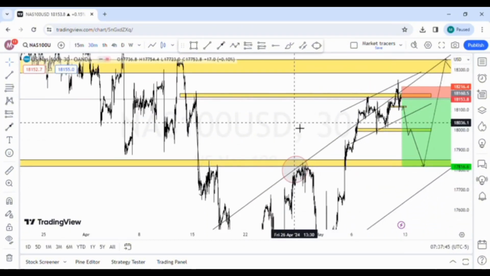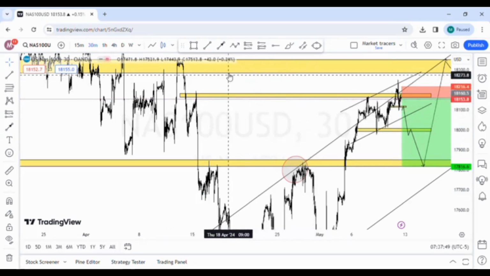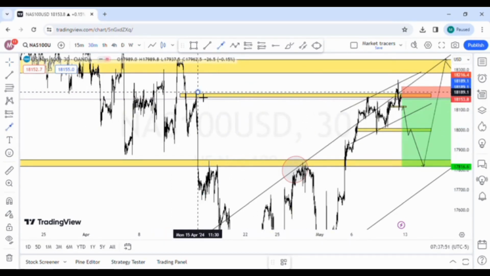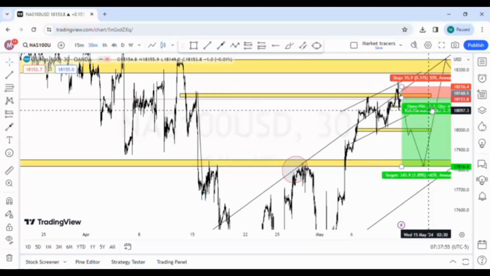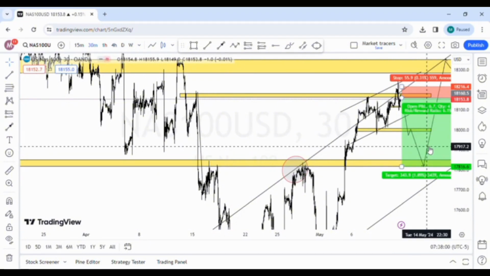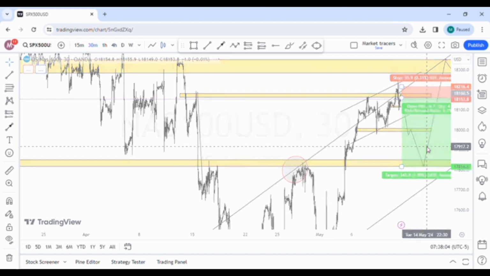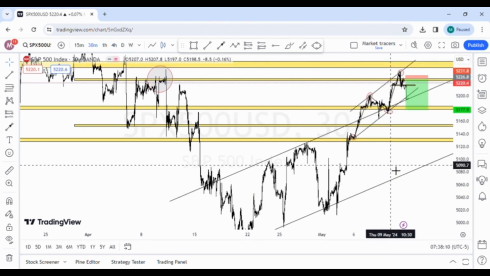This is a simple setup, guys. Follow what the market did previously. Even from previously, I could see that it made a huge drop to the downside. So even from here, the market can reject this level and move to the downside. So without wasting any more time, I would like to move to SPX 500.